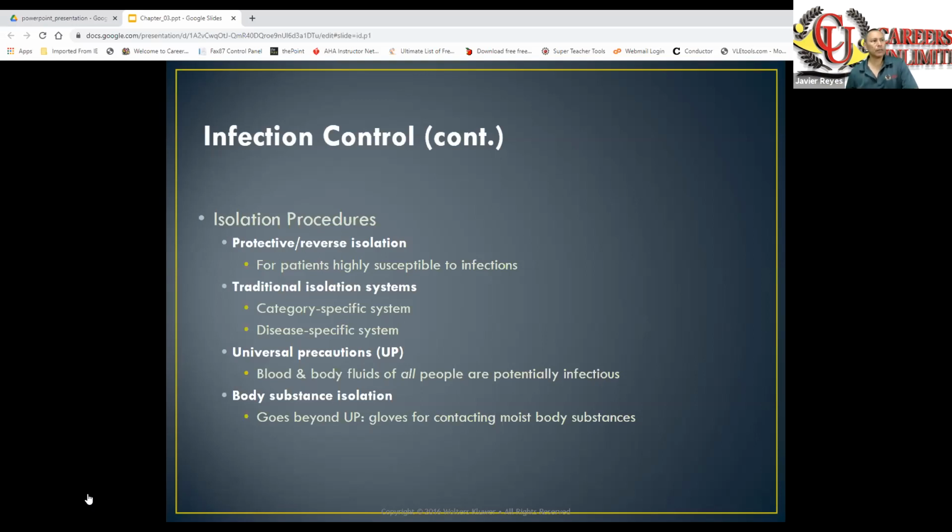Traditional isolation systems, again, are category specific, disease specific, right? It could be contact, droplet, or airborne. So you're going to have to follow those specific guidelines. Standard precautions are also called universal, and I said what those are, right? Always washing your hands, always wearing your gloves. Body substance isolation goes beyond universal precautions. For example, somebody that has a urinary infection, like MRSA or E. coli in the urine, you have to take extra precautions for that.